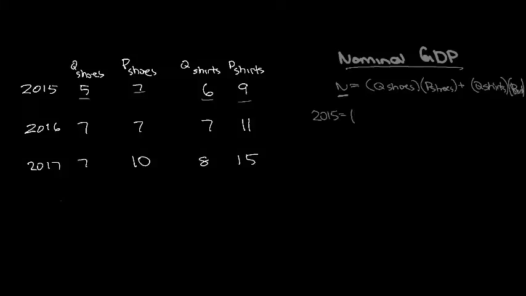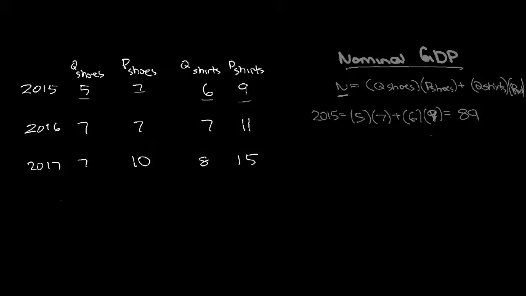So this would be the quantity of shoes. It would be 5 times the price of shoes in the current year, 7, plus the quantity of the shirts, which is 6, times the price of the shirts, which is 9. So when you add this all together, 35 plus 54, you get 89. So 89 is the nominal GDP for 2015.